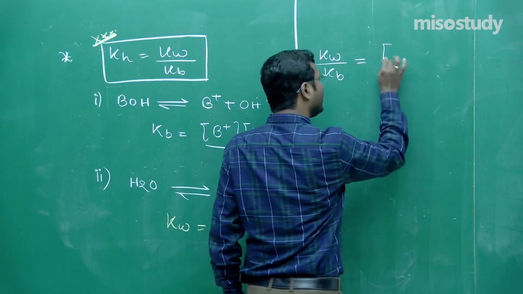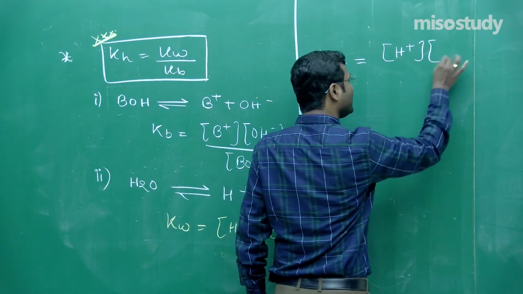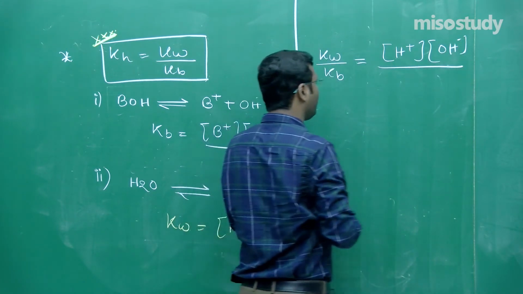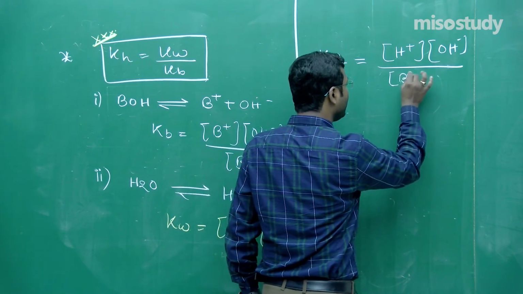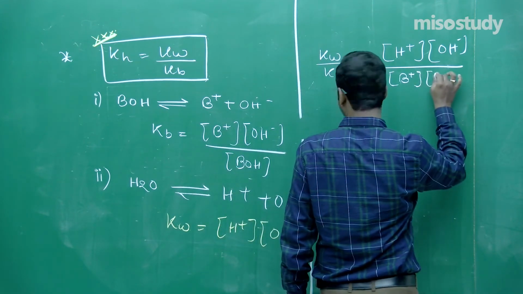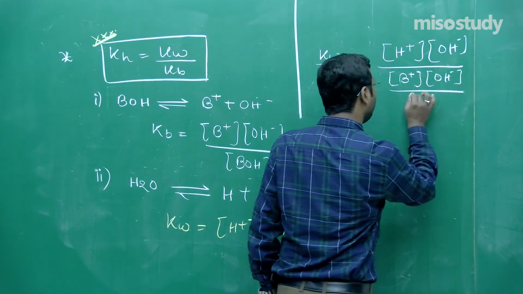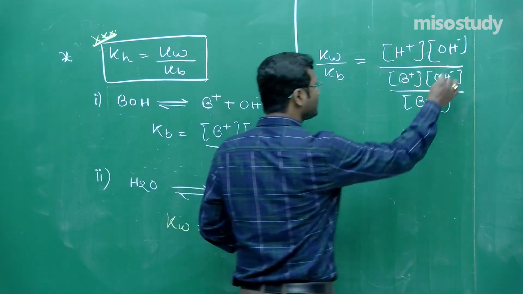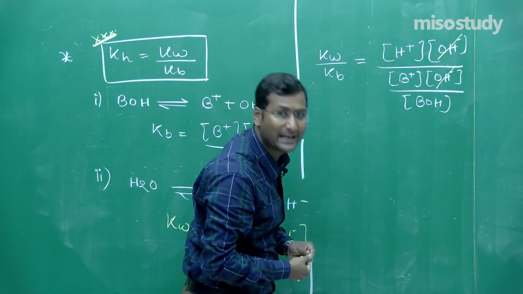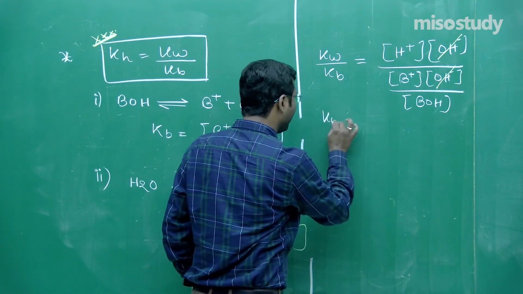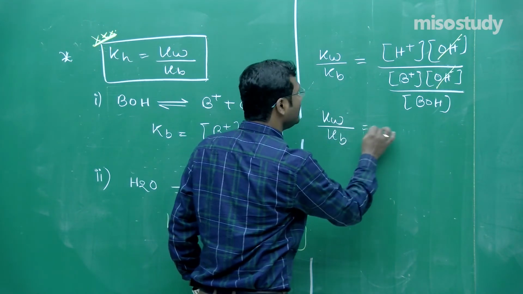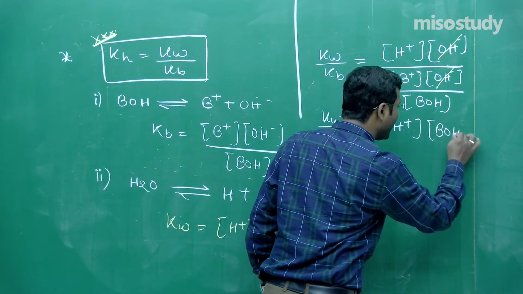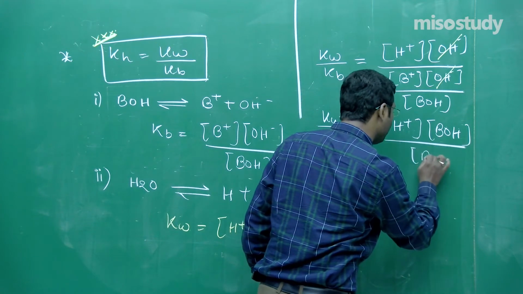What will happen? For KW, you can write H plus into OH minus. For KB, you can write B plus and OH minus upon BOH. Is it clear to you? Now what will happen? The OH will cancel each other. So you can write KW upon KB is equal to H plus concentration into BOH upon B plus.